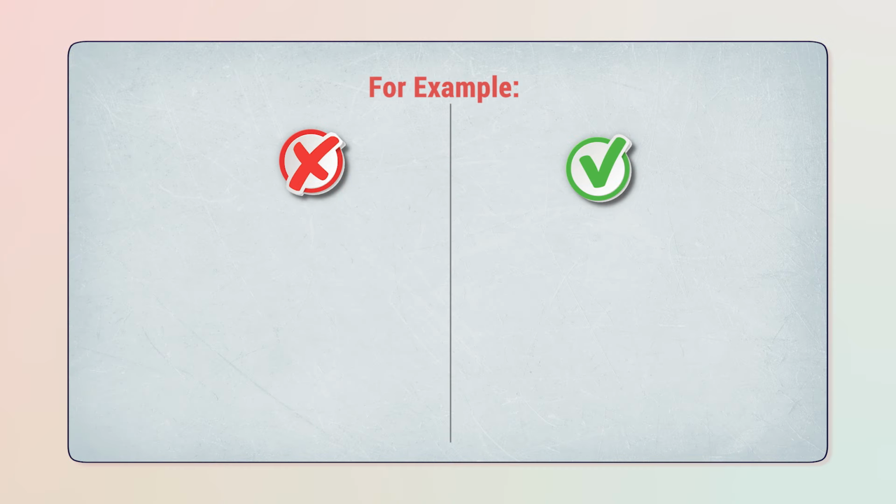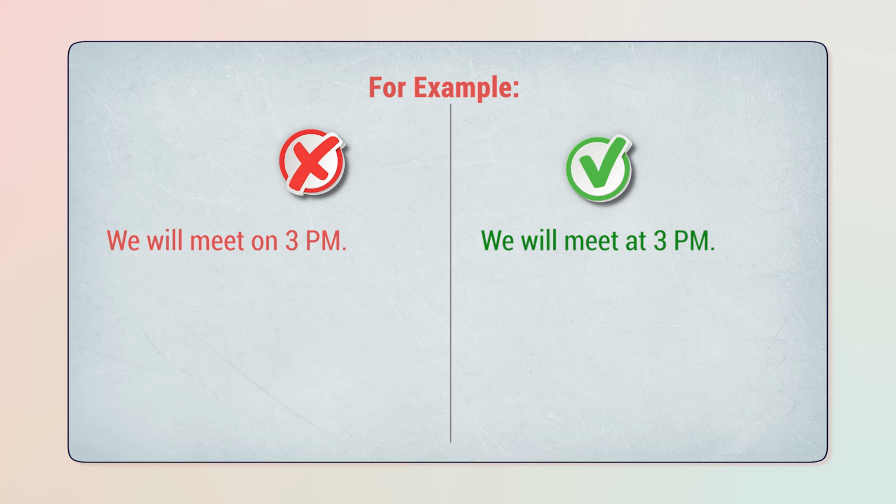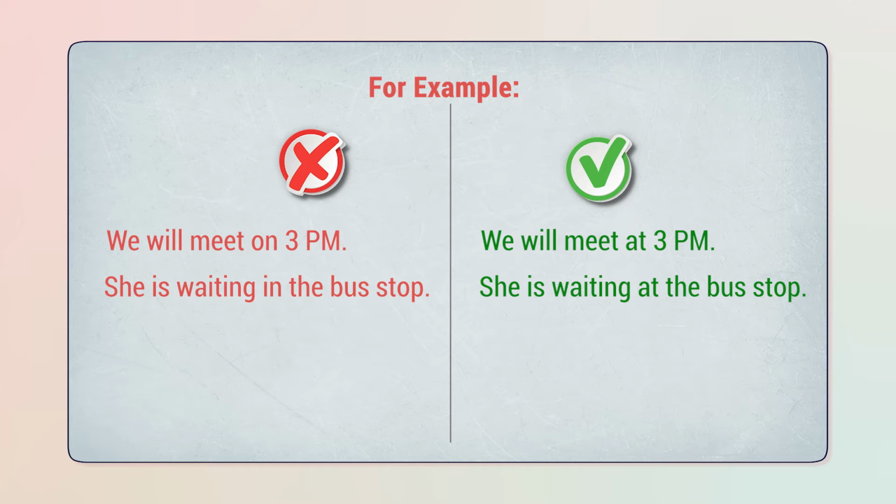Choosing the right preposition in English is key to accurately conveying the relationship between elements in a sentence, another component that ESL students have difficulties with. Now, prepositions like at, in, on, and by illustrate different types of relationship such as location, time, and method. For example, avoid saying, we will meet on 3 p.m. What you should say, we will meet at 3 p.m. Avoid saying, she is waiting in the bus stop. What you should say, she is waiting at the bus stop.